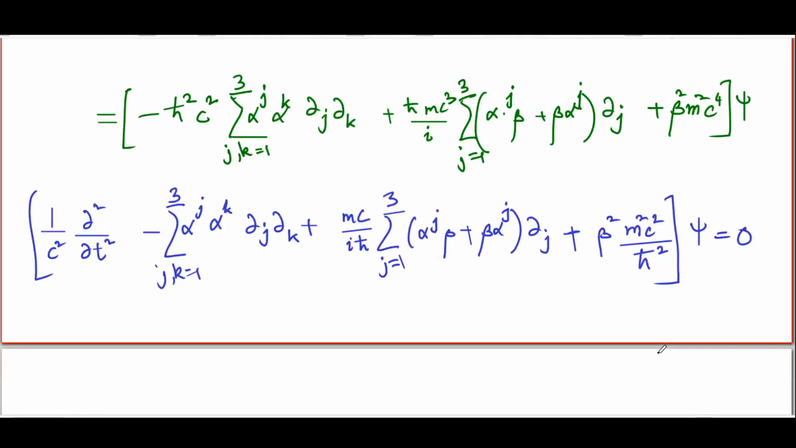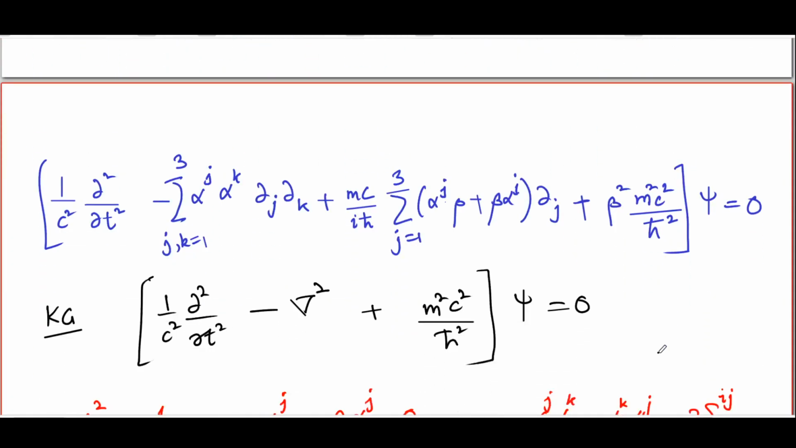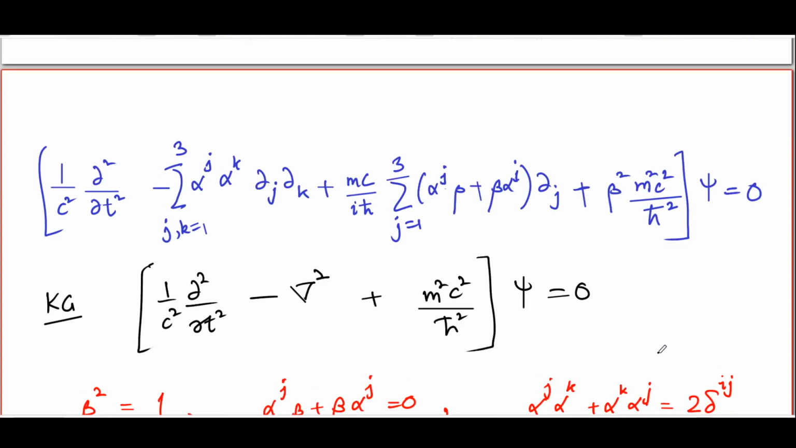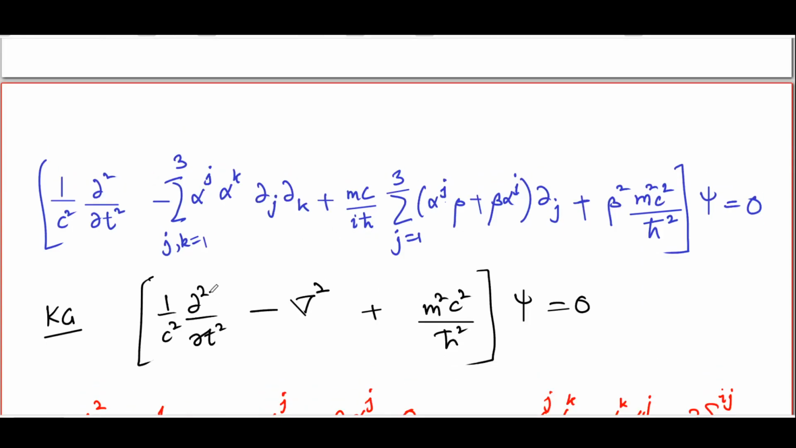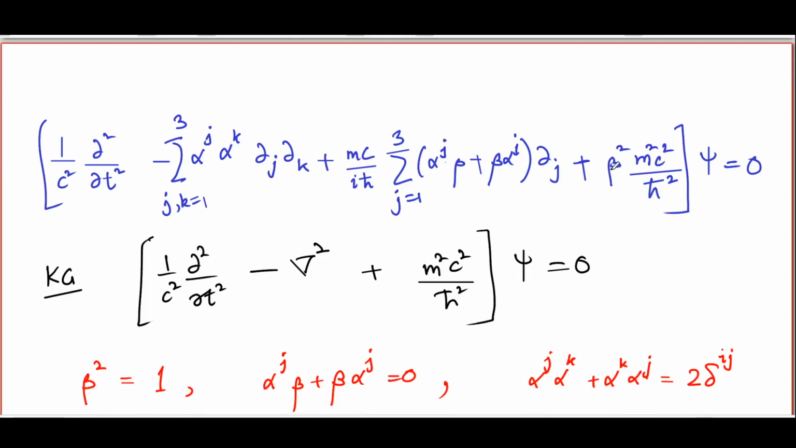Let us compare this now with the Klein-Gordon equation. The Klein-Gordon equation is (1/c²) ∂²/∂t² minus the Laplacian plus m²c²/ħ² acting on ψ equals 0. Note that if you look at these two equations together, it should be obvious that β² must be equal to 1, or something equivalent to 1, so that you recover this term in the Klein-Gordon equation.